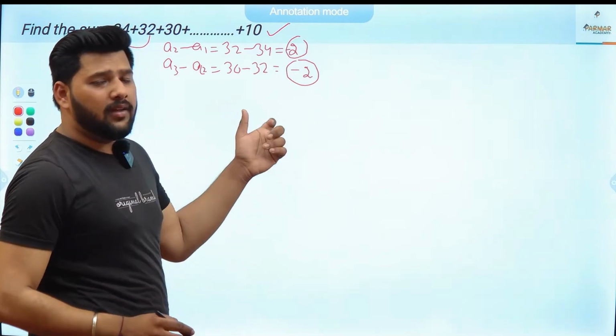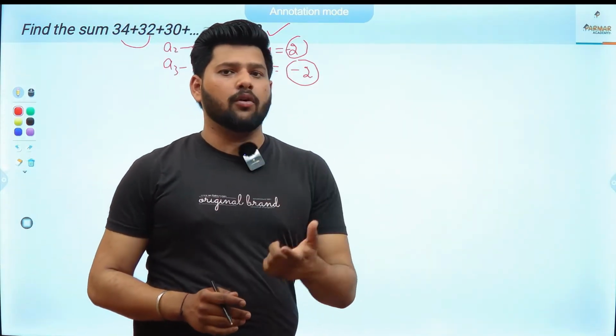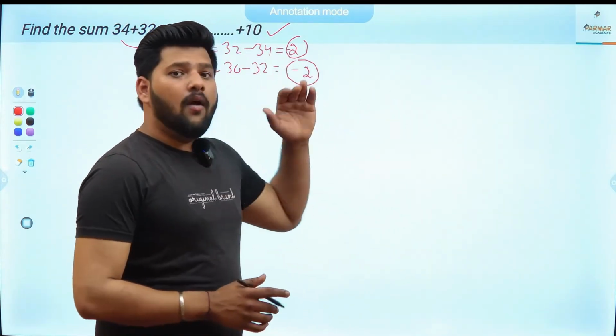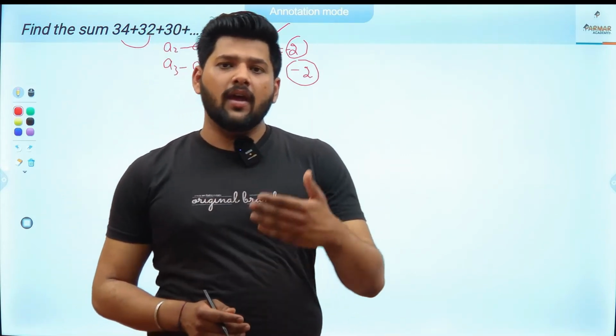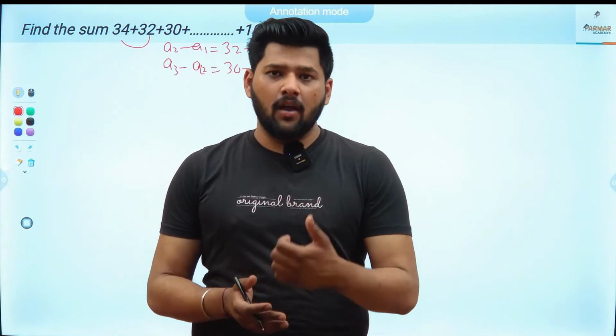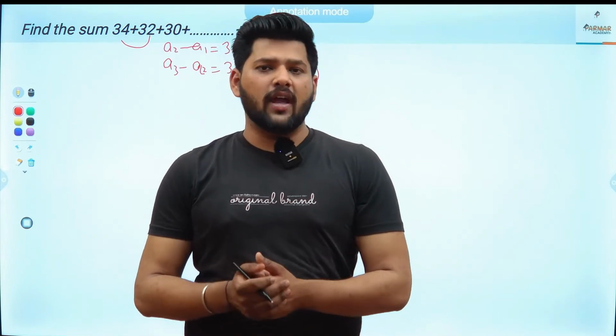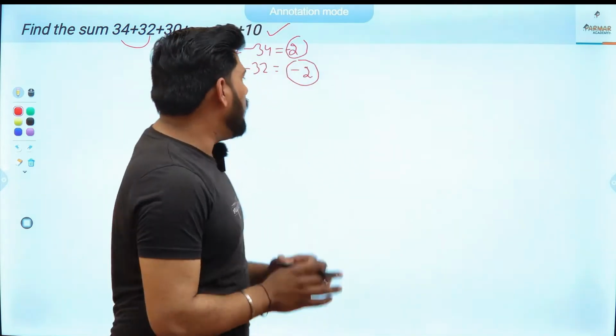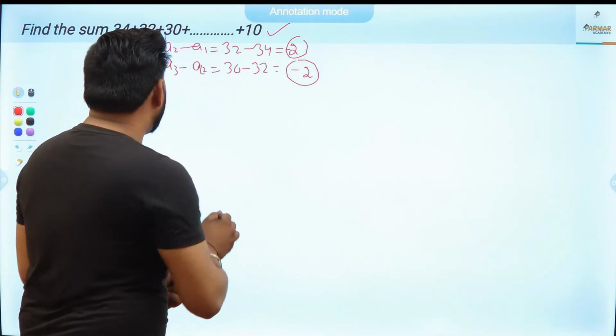Now look here. We don't know the number of terms. This 10 is the value corresponding to some position, that is, 10 is the an corresponding to some position. We don't have the value of n. So first of all, we will find the value of n.